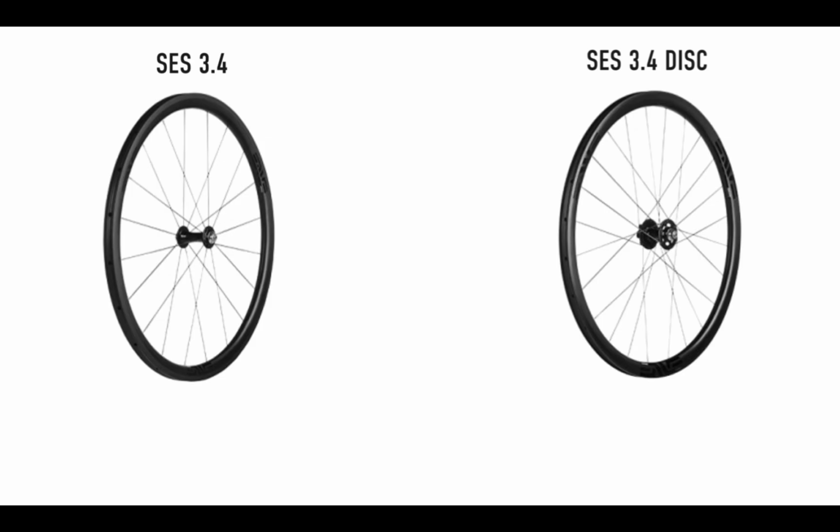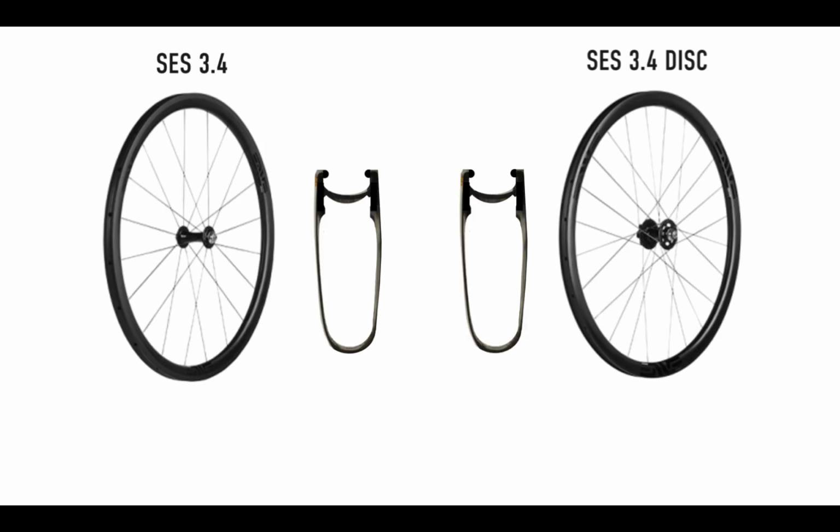Let's compare these two wheels from Envy, the SES 3.4 on the left and the SES 3.4 disc on the right. The SES 3.4 has 20 spokes and it's radial lacing. The one on the right, 24 spokes, tangential lacing. We might reasonably assume that the cross-section of those two rims is the same. But they are not. If we look at the rim brake wheel on the left, we see that right here, the rim is thickened slightly where the brake track is.